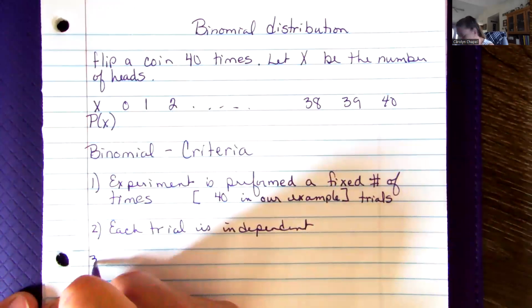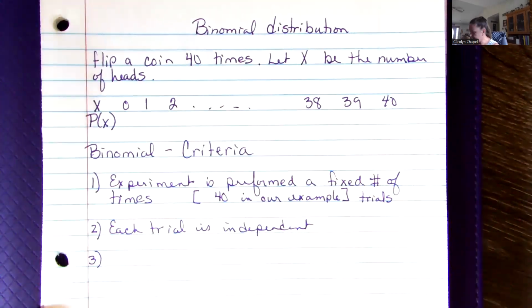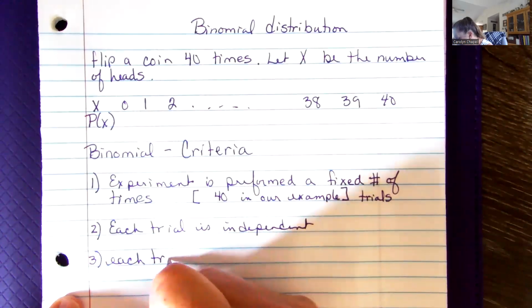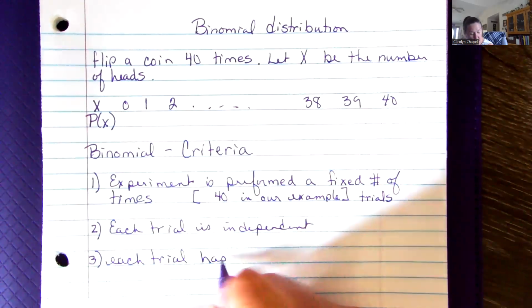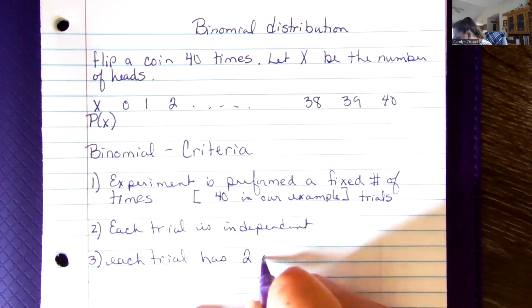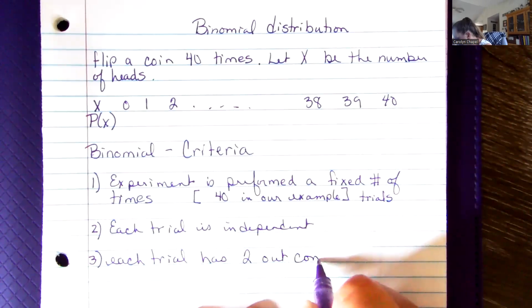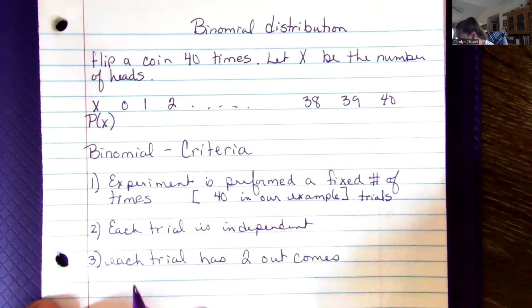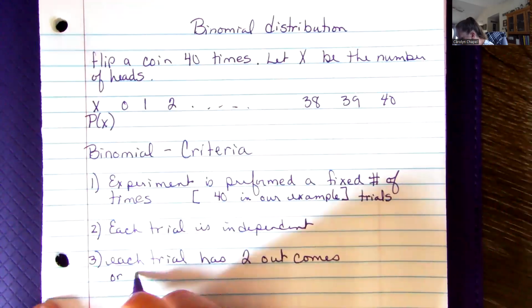The third criteria that has to happen is each trial has 2 outcomes. Now, sometimes it's not necessarily 2 outcomes, but we can reduce it to 2 outcomes.